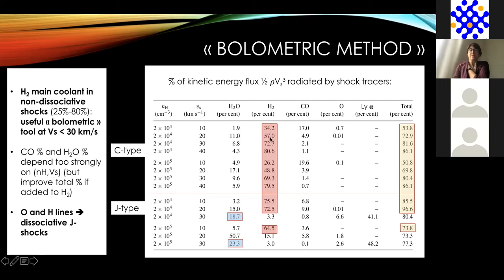So the idea is that by measuring the H2 luminosity, we can get within a factor of 3 the kinetic energy flux entering the shocks. Now you see that when the shock starts to be dissociative, which is roughly 20-30 kilometers per second in J shocks, the H2 emission, of course, disappears. And what comes up is the Lyman alpha emission from hydrogen. And there is also the oxygen one that I noted before that comes up. So these will be interesting tracers for the dissociative J shock.